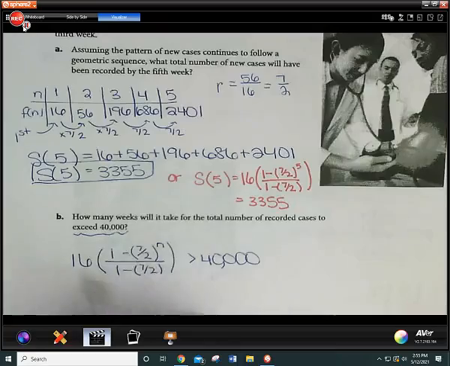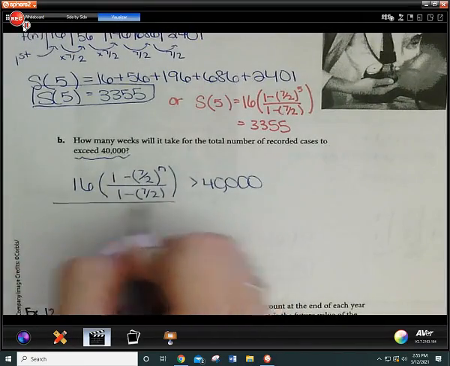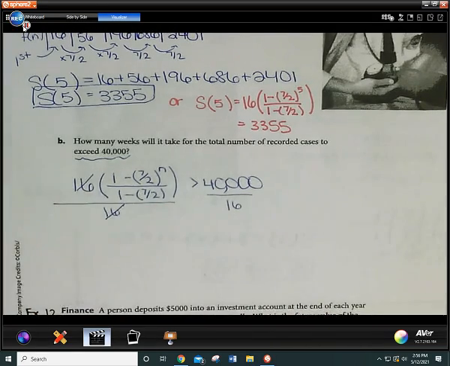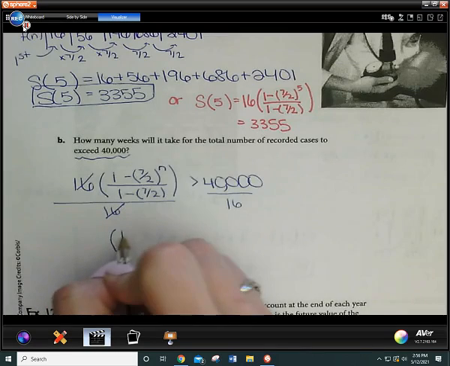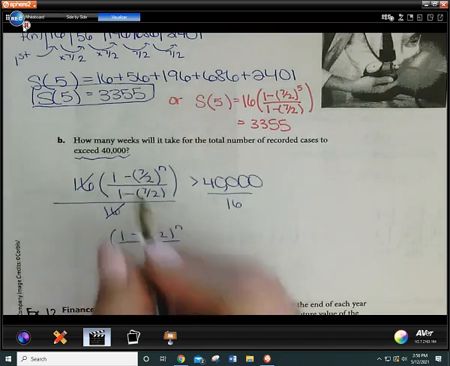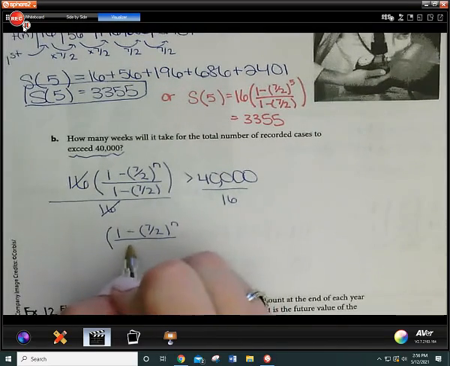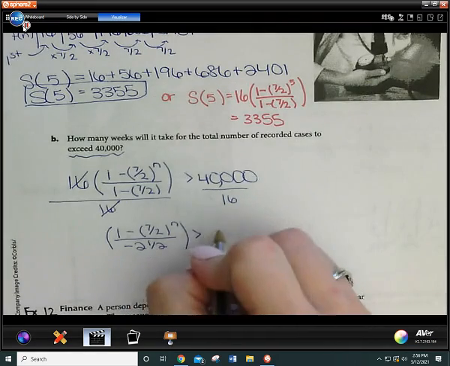Okay, so I want to clean this up a little bit. I'm going to divide both sides by 16. So 40,000 divided by 16 is going to give us 2,500. So I'm going to say 1 minus that 7 halves to the n. I'm going to go ahead and do 1 minus the 7 halves as well. So 1 minus 7 halves gives me negative 2.5. And I want that to be greater than 2,500.